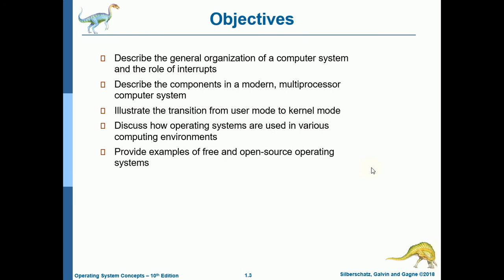These are the objectives of Chapter 1. Describe the general organization of a computer system and the role of interrupts. Describe the components in a modern, multiprocessor computer system. Illustrate the transition from user mode to kernel mode. Discuss how operating systems are used in various computing environments. Provide examples of free and open source operating systems.